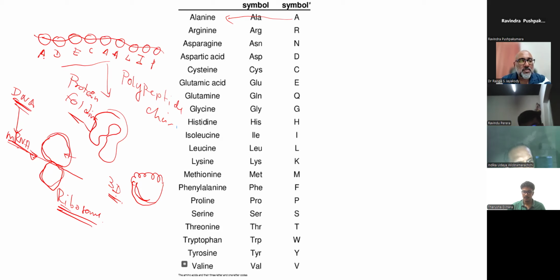So the first one is A, and the one connected to it is D. It's like you are making a necklace with different beads, right? That is what the ribosome is doing. And then the next one is E, C, likewise. These are the one-letter codes for these amino acids, right? We call this the polypeptide chain.